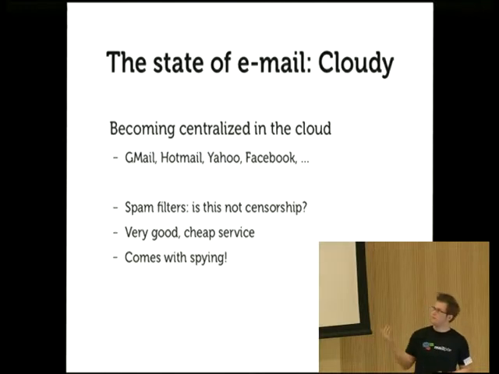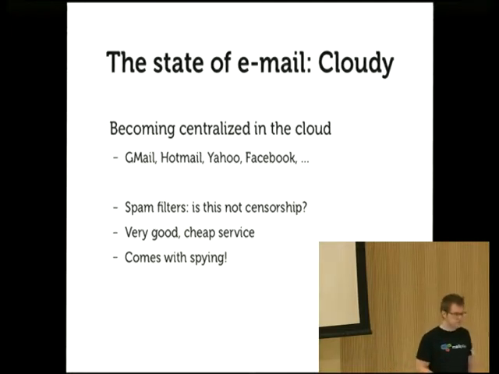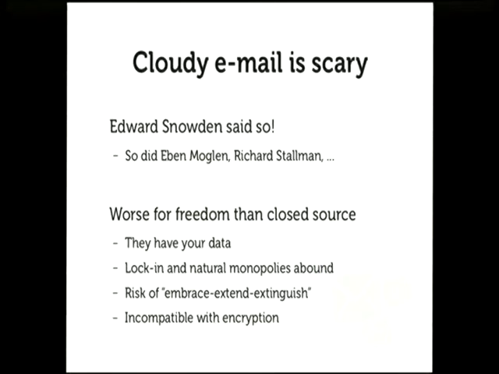I don't like having email in the cloud filtering my spam for me, because I consider that to be a form of censorship. I would like to have a nice spam filter running on my machine, which means I have all the data and I can find it if it gets lost. If Google filters something away, I have no idea why. I don't even know what happened. But they provide good service. It's very cheap. All you have to do is pay for it with your privacy. And Edward Snowden has explained one facet of why that's a bad thing.